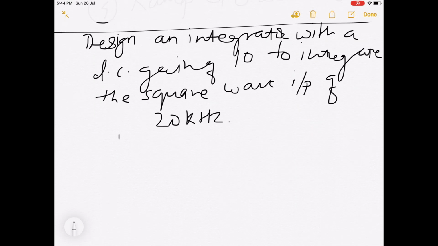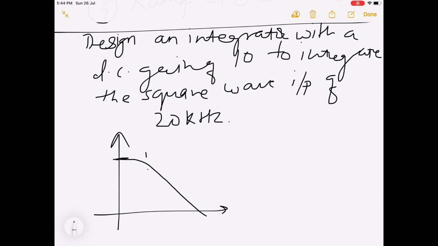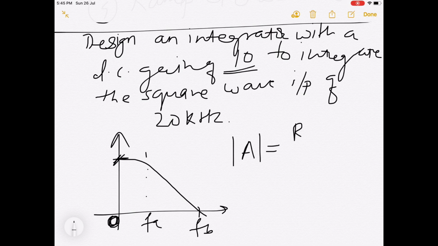So, what is DC gain? In the frequency response, I told you that the frequency response is like this. This is FA, this is FB, okay, and this is your gain at 0 frequency. Gain at 0 frequency is nothing but the DC gain, 10. So, you can write A is equal to RF upon R1, that we have seen in our circuit diagram. It is given as 10.